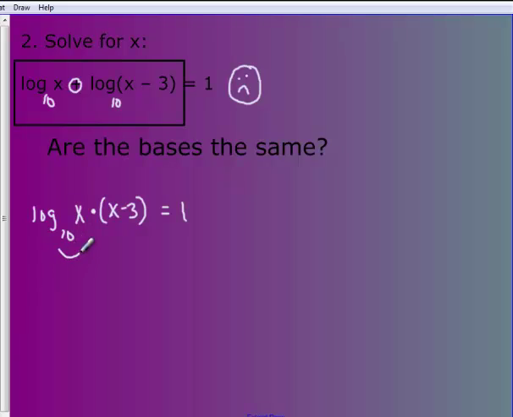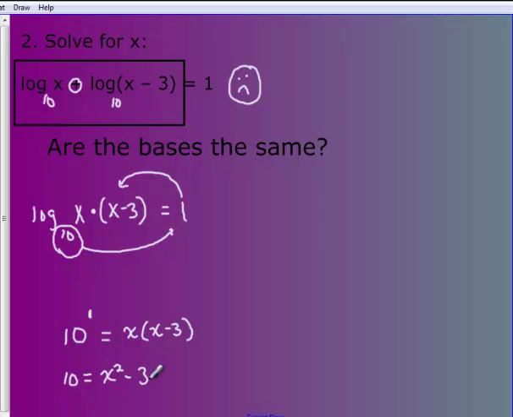Remember, roll the log. 10 to the first power gets me that. So my base here was 10. My exponent was 1, and my answer was x times x minus 3. That was the real world problem John Napier was trying to solve. That's why he turned it into this whole logarithm mess up here. Okay, so 10 is x squared minus 3x.